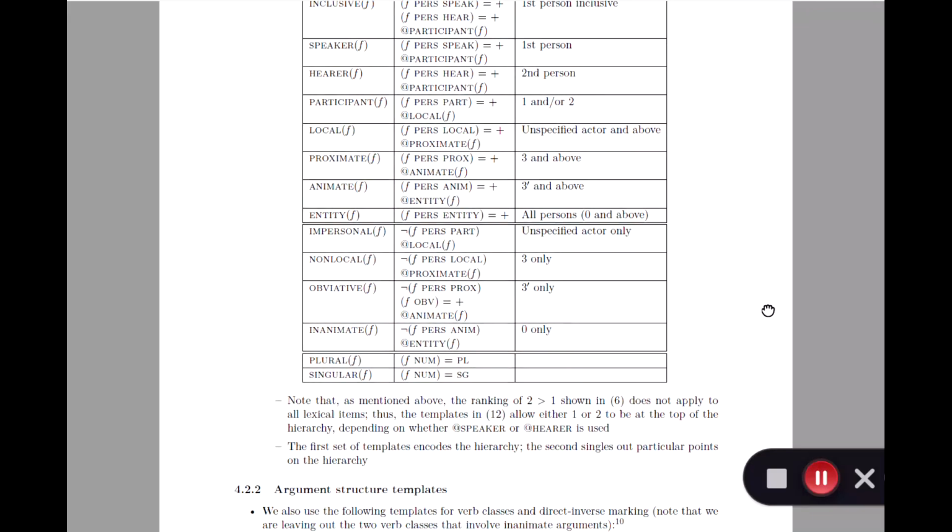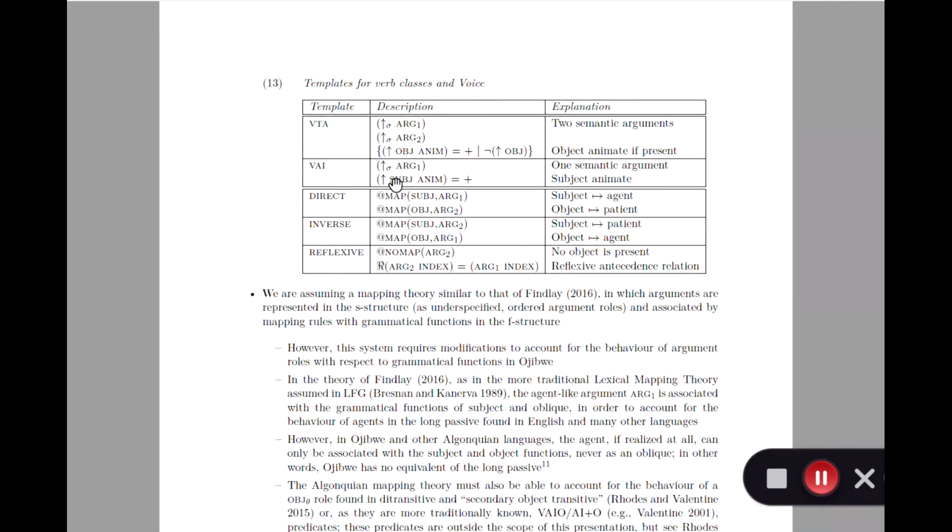The next set of templates has to do with argument structure. And so these are the ones found here. So we have, for instance, for the transitive verbs, the VTA template, and for intransitive verbs, we have the VAI template. The names of these are taken from traditional Algonquianist literature. VTA means it's a verb that is transitive with an animate object, whereas VAI means it's a verb that is intransitive with an animate subject. There's two other ones here involving inanimate arguments, which we're not going to discuss.